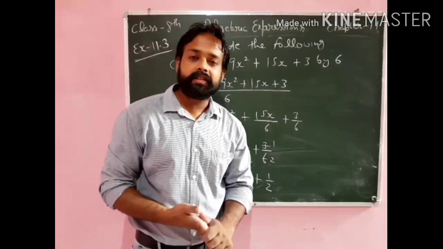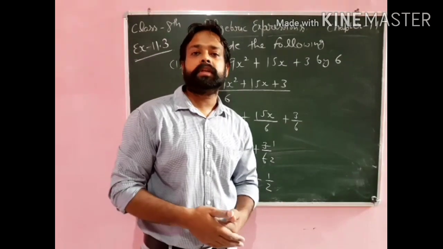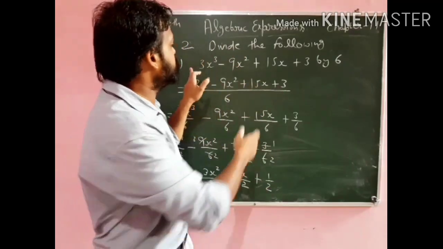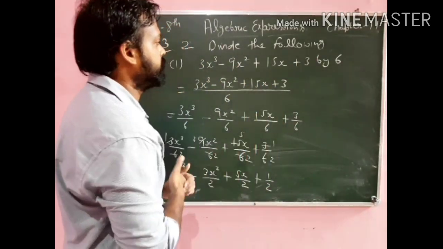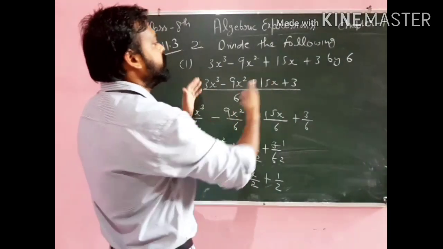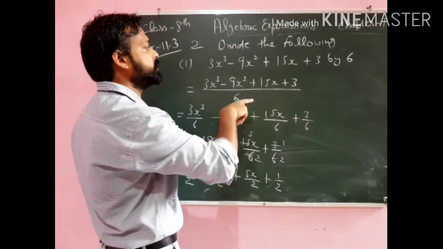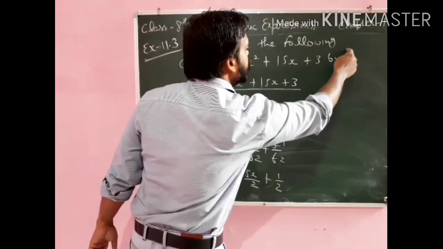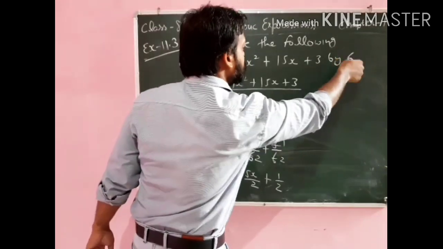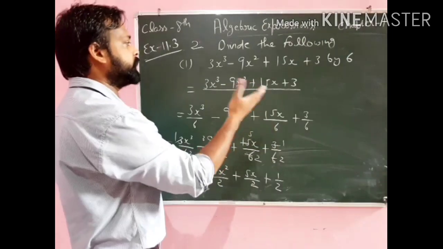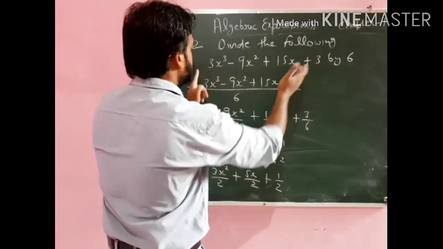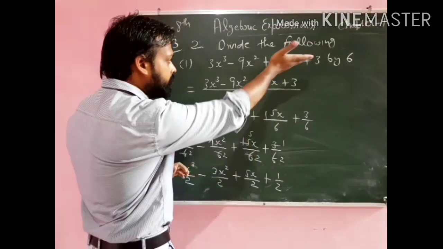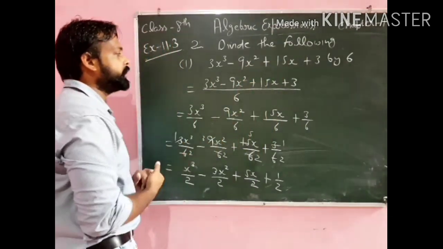Okay, now in the second sum we have to follow the same step again. It means in the second sum we have to divide the first polynomial by the second. So here the polynomial has 4 terms, but again the same thing is here, that is we have to divide it by a monomial, means a polynomial of a single term. So the same step we have to follow again. Write this 3x cube minus 9x square plus 15x plus 3 and put this 6 into the denominator.